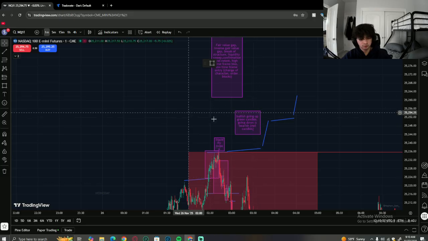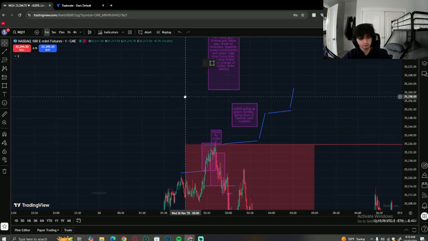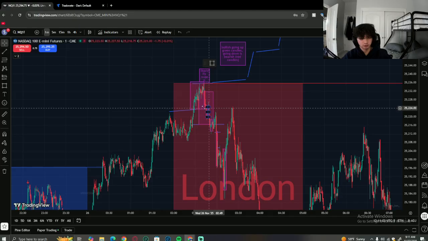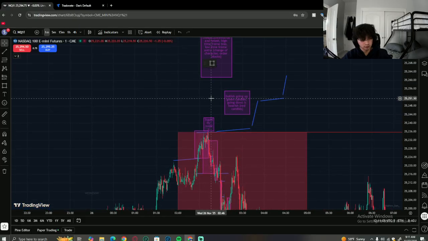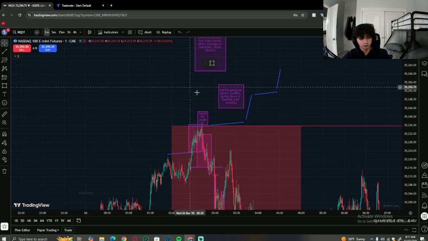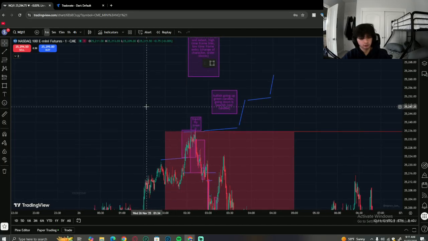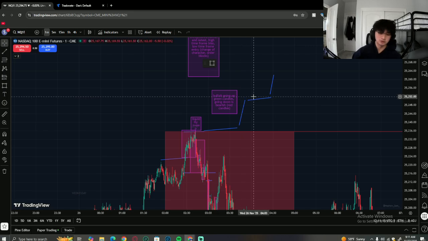And yeah, just make sure you wait for confirmation. For both sides, wait for that retest, and if it fails, then you know you can enter. You never want to enter too early, because if you do, then you're just gambling. You need confluences and confirmation.